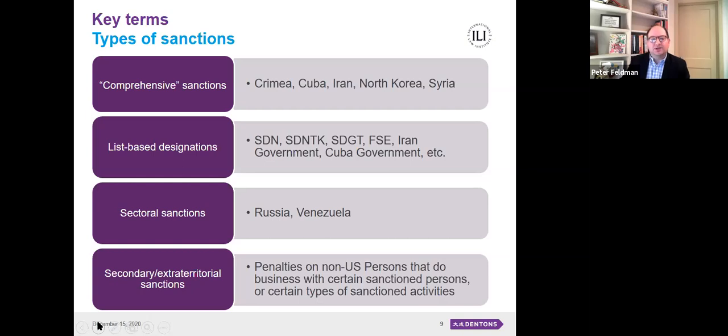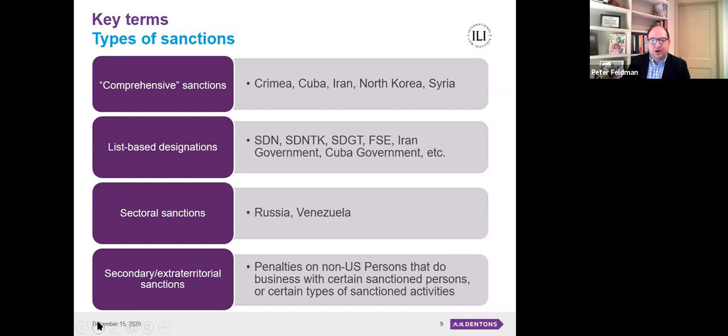Now, when we talk about sanctions, and my colleagues will shortly guide us through some of the highlights of US sanctions programs, as they do that, and throughout our discussions today, we're going to talk about some key terms, some key concepts that are common across sanctions programs. The first is the types of sanctions that we've got. And depending on how you want to count it, we've either got 3 or 4 types of sanctions. I prefer 4. I think it's clearer and cleaner.